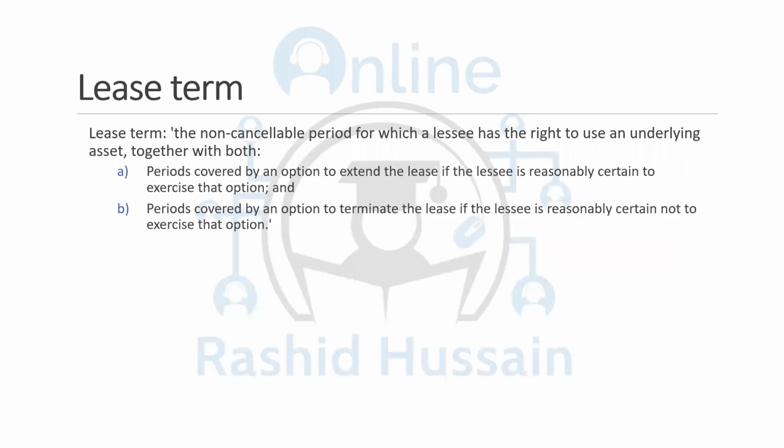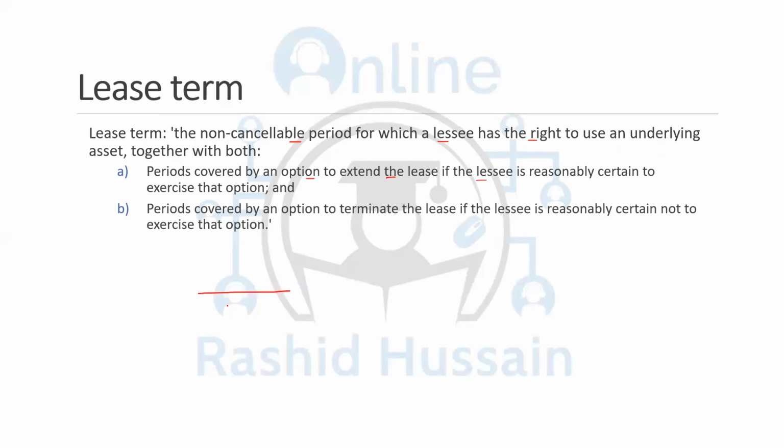And now we have the lease term. What is lease term? Lease term is the non-cancelable period for which a lessee has the right to use an underlying asset. It's simply a lease period. Lease term means lease period. So lease term is a non-cancelable lease period, together with periods covered by an option to extend the lease if the lessee is reasonably certain to exercise that option.